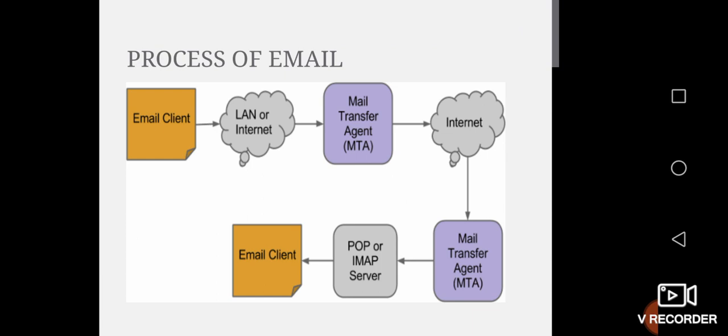Then how is the email processed? First, the email client will use the LAN or the internet connection. LAN means local area network. Then it will use a mail transfer agent, that is MTA, and it will transfer the message to the internet. Then again the mail transfer agent. The first mail transfer agent will be your SMTP, that is Simple Mail Transfer Protocol. Then the mail transfer agent will use the POP or the IMAP server in order for the client to receive the email.